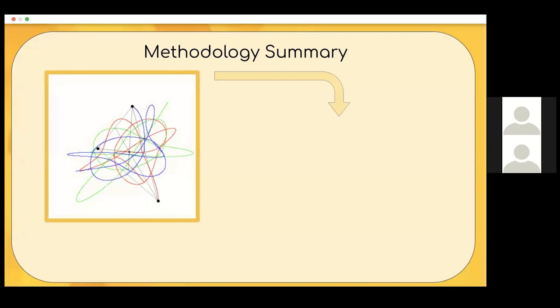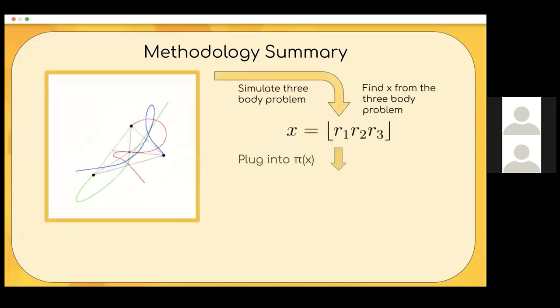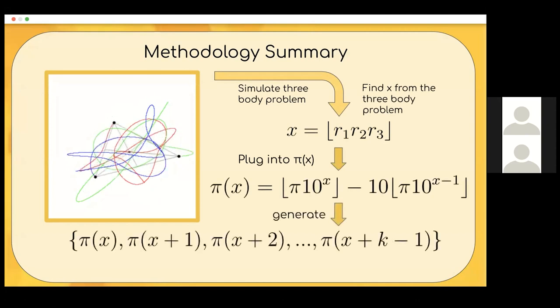Here's our methodology summary. At the beginning, we have a three-body simulation in the background. And then we extract data from it to calculate the x value. Plug the x value into our pi function, and then we generate according to our pi function.